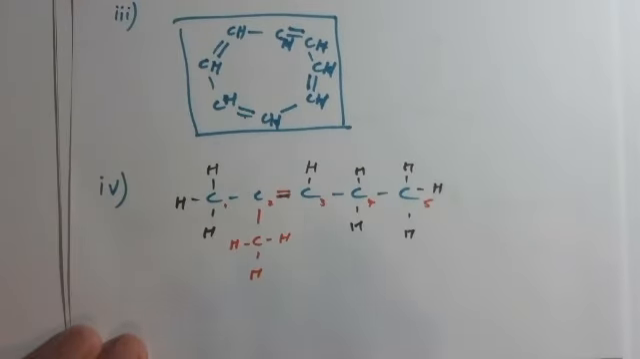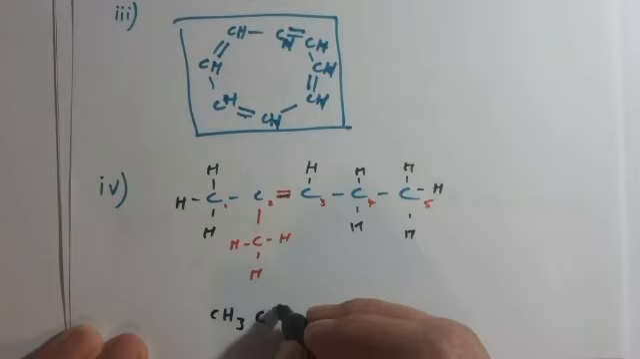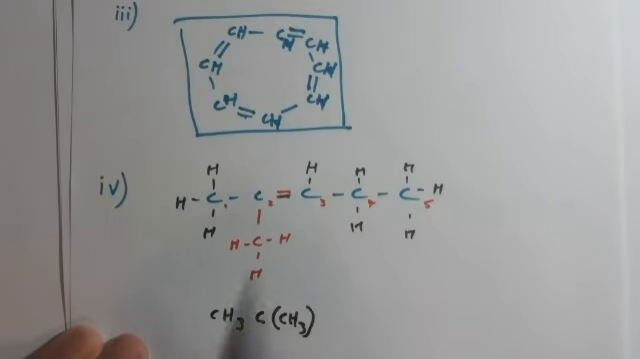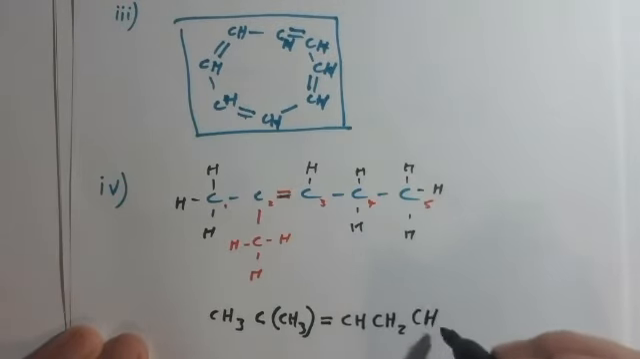What about my structural formula? Well, now we can say CH3. Then there's C, and in brackets you put CH3. That's a side chain connected to it. Double bond, CH, CH2, and a CH. And that is how your structural formula for this compound will look.